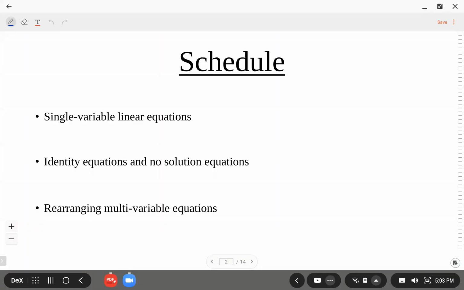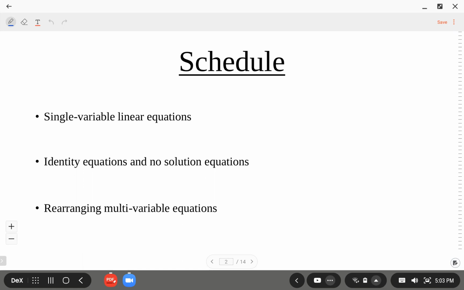So first, let me introduce our schedule for today. First, we're going to go over single variable linear equations. A lot of you know how to solve these already, so this will be a review and also some new material for some of you. So please pay attention to this first part.